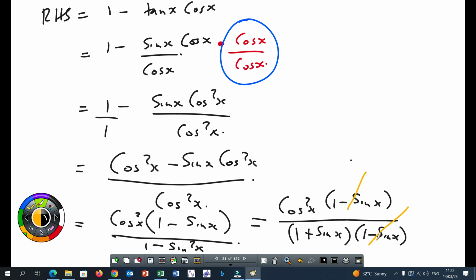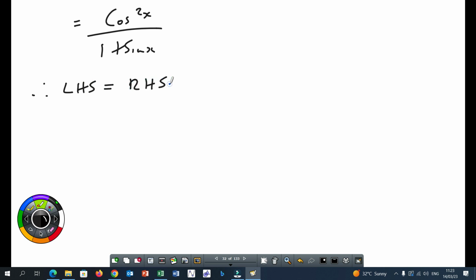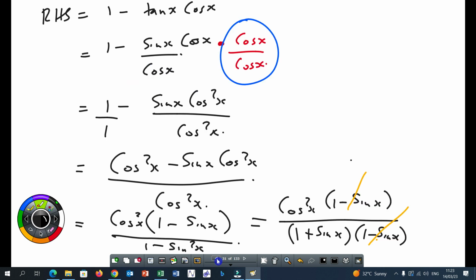Those two cancel out. You see that? Yes. Then we get, don't worry, I'll come there. Don't worry. So we get cos squared x over 1 plus sine x. Therefore, it's true that the left-hand side is equal to the right-hand side. You see that I never touched the other side. Everything I did was only on one side. Okay. You're following? Huh? You're following?